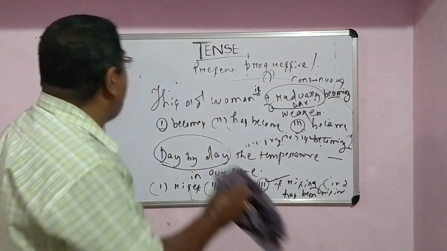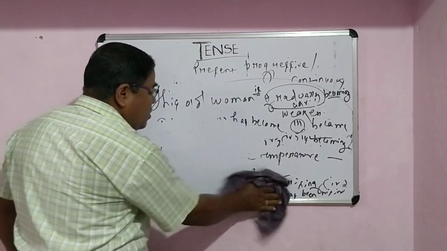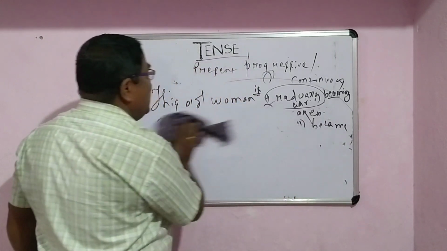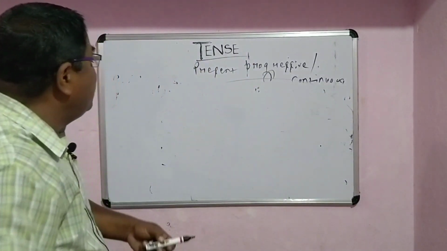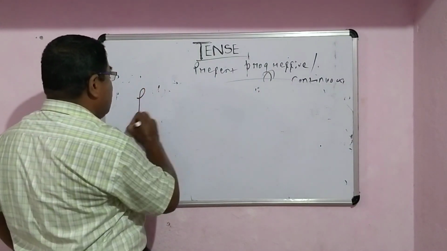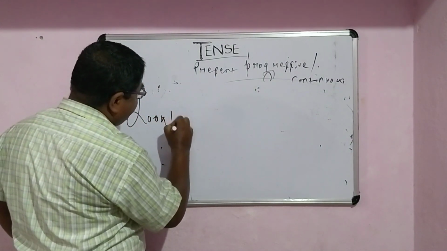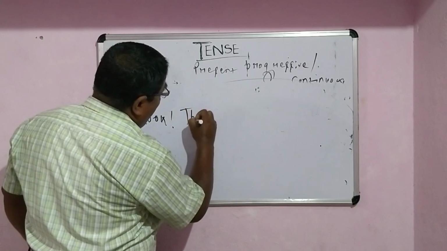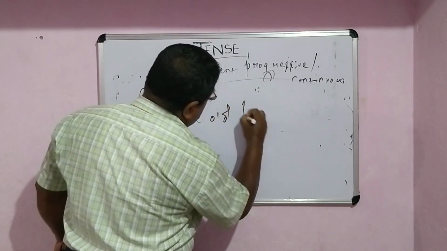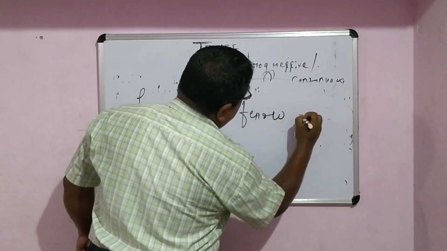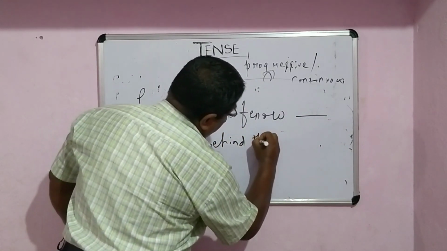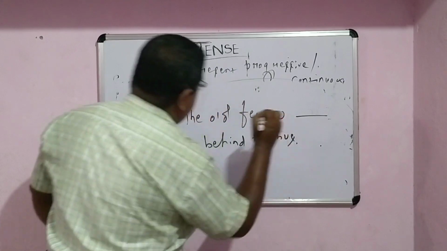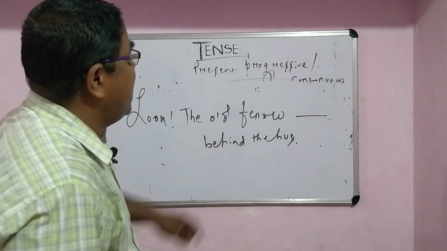Suppose another verb is there. I have already told you, apart from the time adverbs, we have 2 verbs, just like see and look. So when the verb see or look is there, you can also use present progressive. Suppose I say, look, the old fellow dash behind the bus. Behind the bus. Remember. Look, the old fellow dash behind the bus.